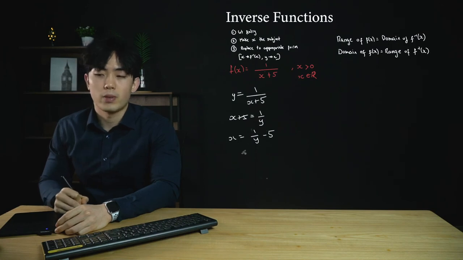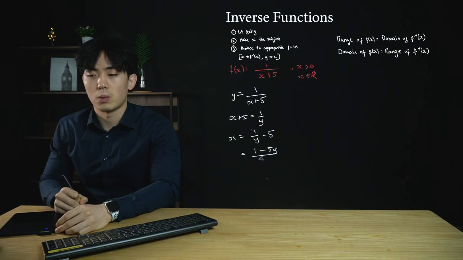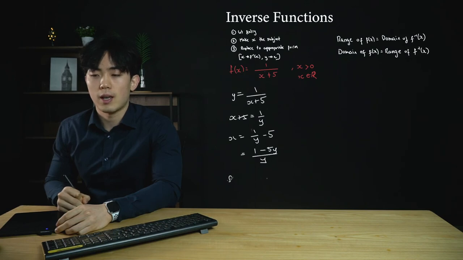I will just simplify this. I'll combine it into one fraction. So we get (1 minus 5y) over y. Our final step is to replace back into our inverse equation. So the f to the minus 1 of x will be equal to (1 minus 5x) over x.